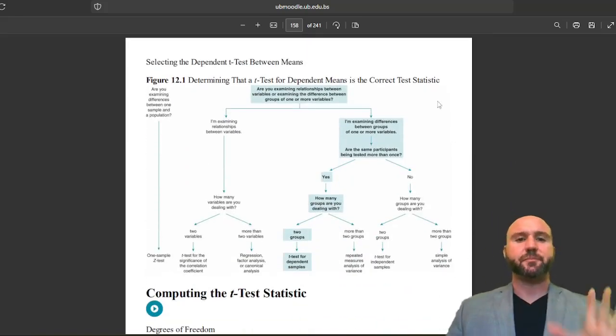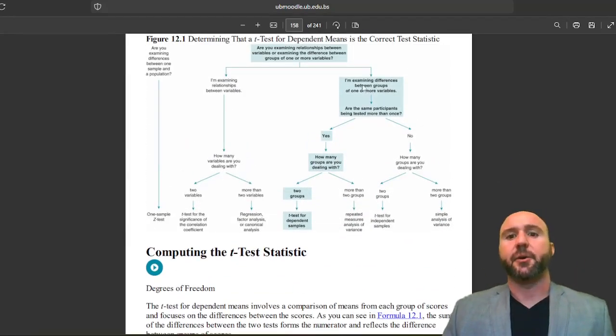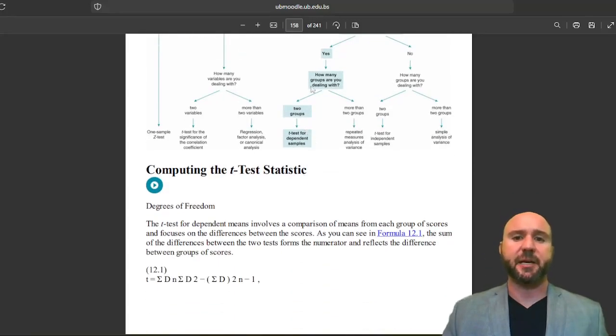Okay, so these flowcharts are very, very handy. Are you examining the difference between variables or groups? Okay, I'm examining the difference between groups of one or more variables. Are the same participants being tested more than once? Yes. How many groups are you dealing with? 2. So t-test for dependent samples.